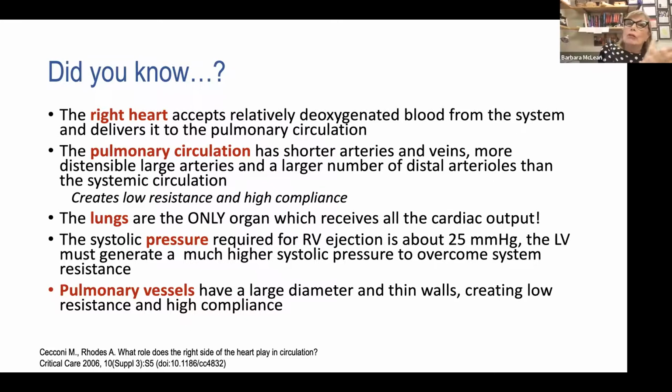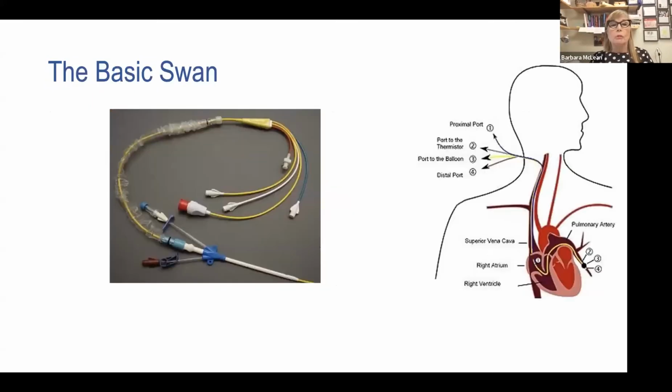Now, because it's a low resistance circulation, the right ventricle never really has to generate that much pressure to move blood up into that pulmonary circulation. So normally the right ventricle generates around 20 to 30 millimeters of mercury pressure to eject blood into the pulmonary circulation. The left ventricle is much higher, about 7 times higher, because it has to overcome the resistance of those long, non-distendable systemic arteries. So the left heart has to work so much harder to mobilize blood flow.